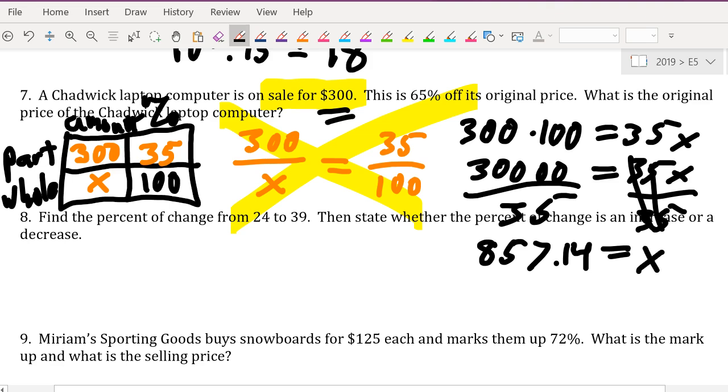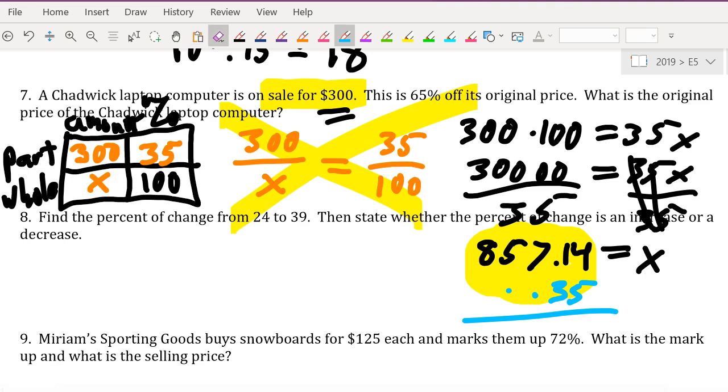Now, you might say to yourself, hey, that's such a strange answer. Is there any way, Mr. Pass, that I could check my answer? Why, yes. How can we check our answers? What we know is that $300 is 35% of our original price. So we can use our trick that we used for number 2. To do that, we would do 300 divided by 0.35. No, we don't use a trick for number 2. We check it: 857.14 times 0.35 should make 300.